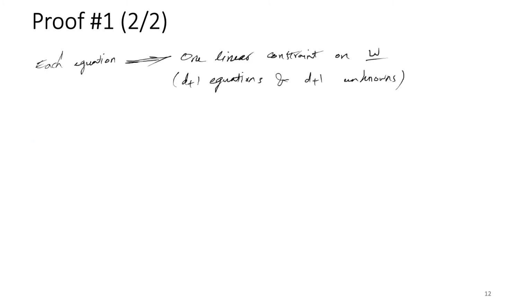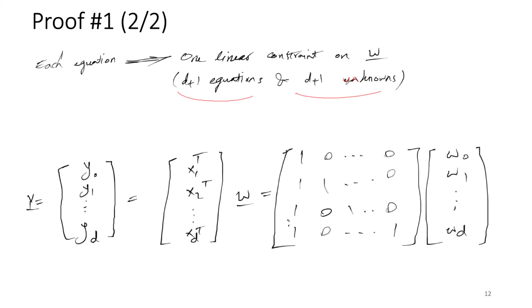Okay, so for each of the equations, we're actually doing one linear constraint on W. Thus, we have d+1 equations and d+1 unknowns. Right, this is unknown. So we can write the vector format.